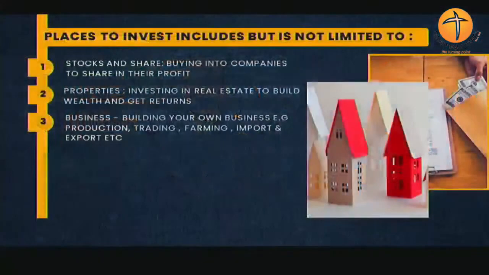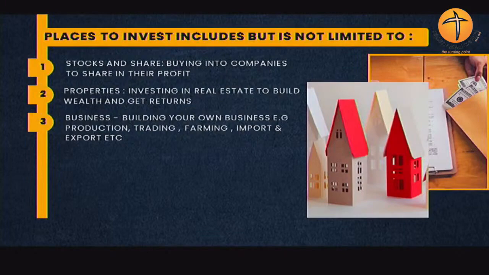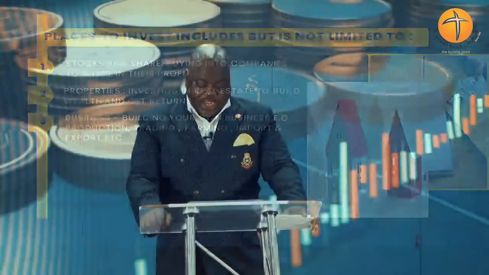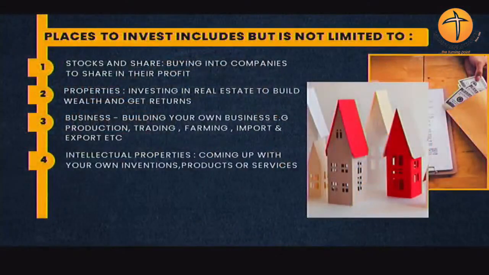So you have production business, you can go into trading, you can go into farming, you can go into import and export. There's so much within the value chain that can help you to make money. Number 4 is intellectual properties, coming up with your own inventions, products, or services.